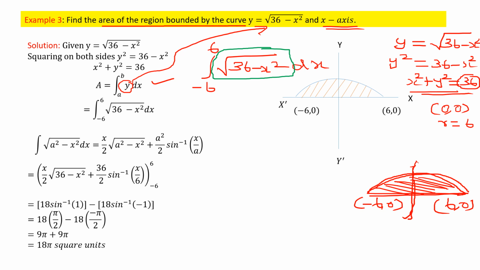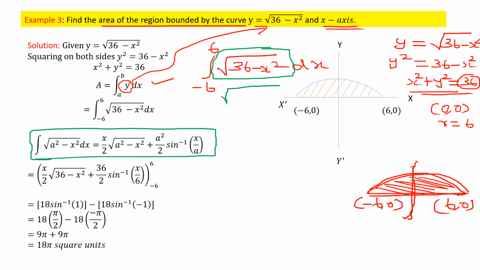Okay, so I am giving the formula here. So integration of square root of a to the power 2 minus x power 2 into dx is going to be x by 2 square root of a power 2 minus x power 2 plus a power 2 divided by 2 sine inverse of x by a. So I just compare my function with the formula. So we have a squared minus x squared. So I come to know that in place of a power 2 I have 36. In place of x power 2 I have x power 2.